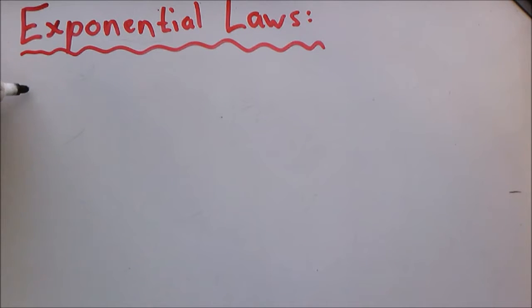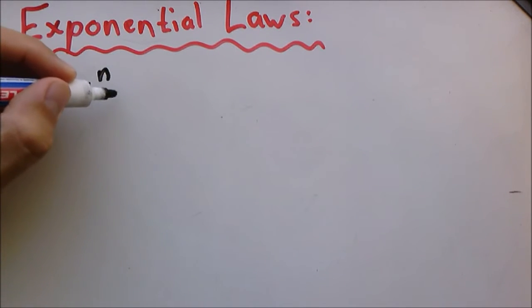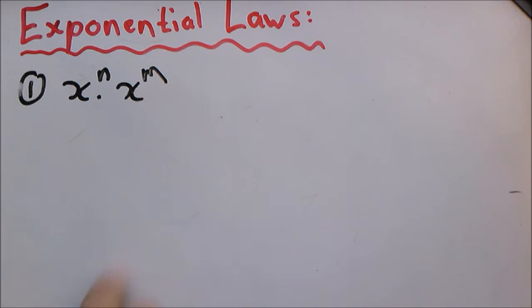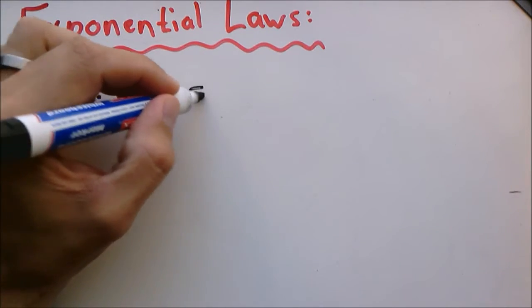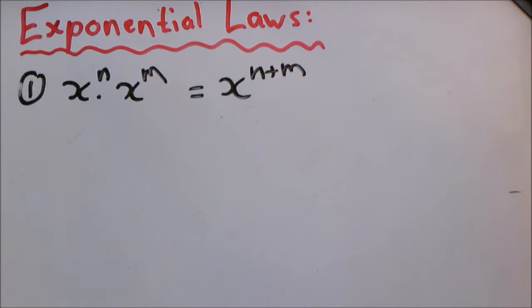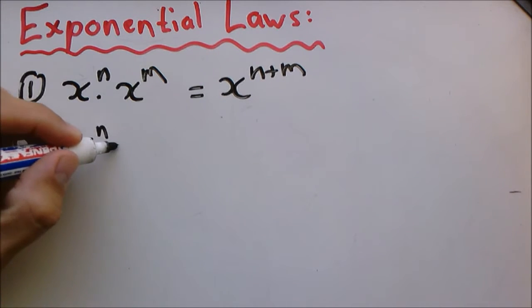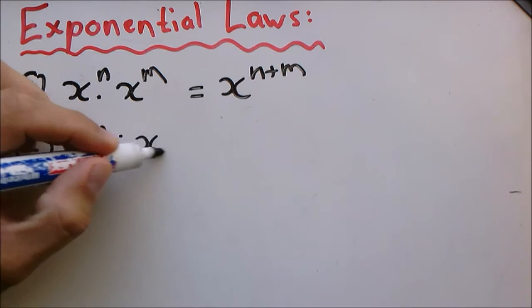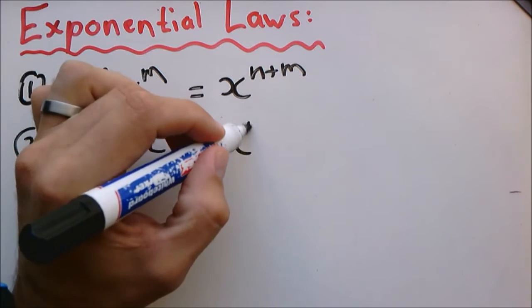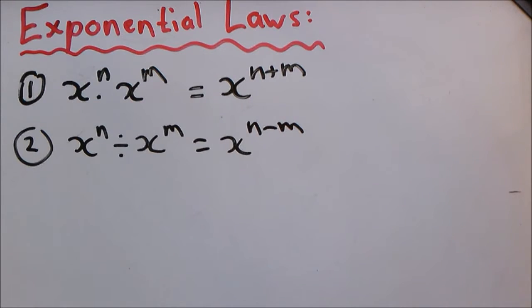So first law, remember that the moment when the bases are the same and they are being multiplied with each other, you can add the exponents together. With the second law, when the bases are the same and it's being divided, then you can calculate this by subtracting the exponents.